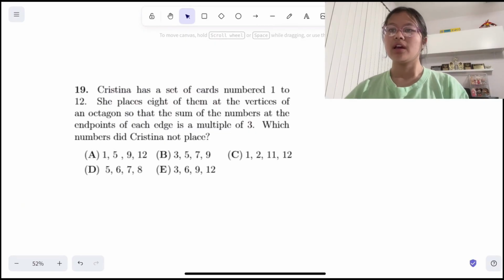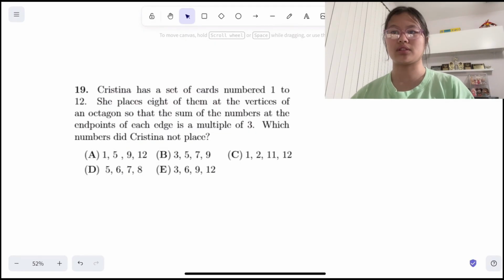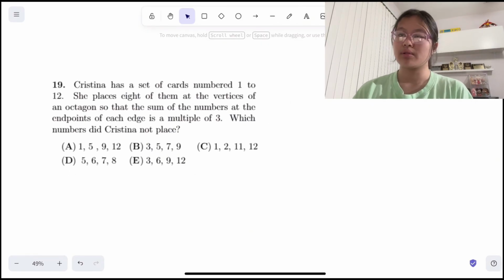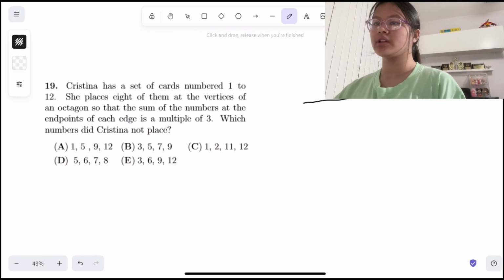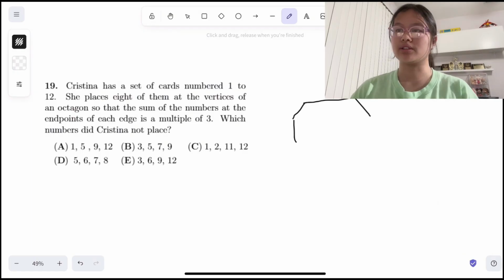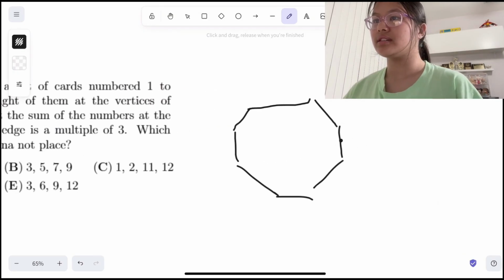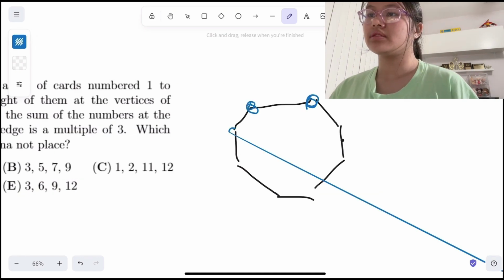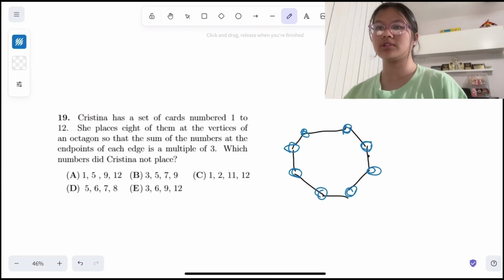Alright, number 19. Christina has a set of cards numbered 1 to 12. She places 8 of them at the vertices of an octagon so that the sum of the numbers at the endpoints of each edge is a multiple of 3. Which numbers did Christina not place? Alright. So first what we can do is draw an octagon. Sorry, my octagons are really bad. Okay, anyways, let's put points on the vertices. There are 8 of them, of course, because it's an octagon.